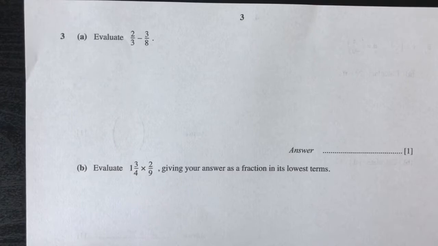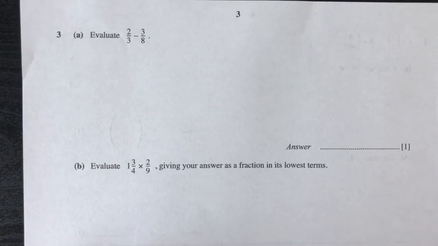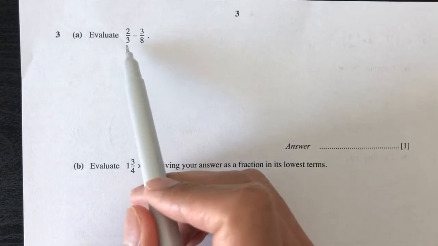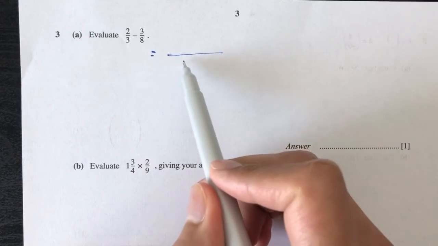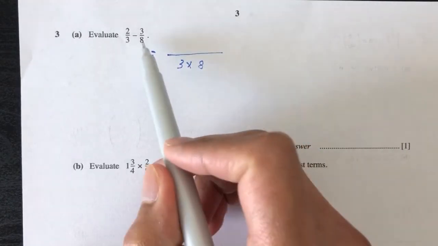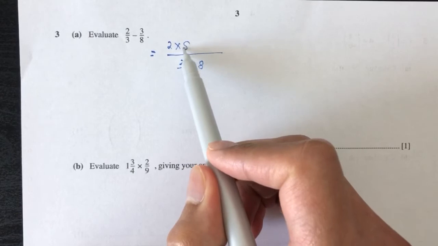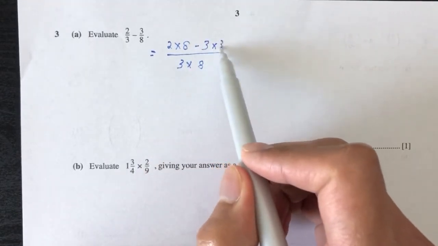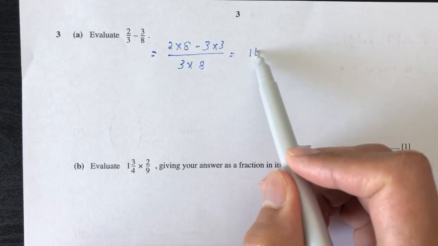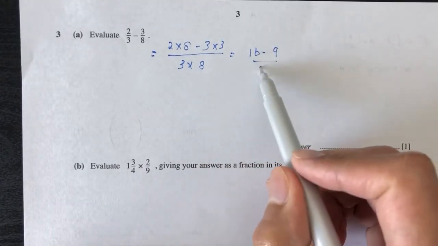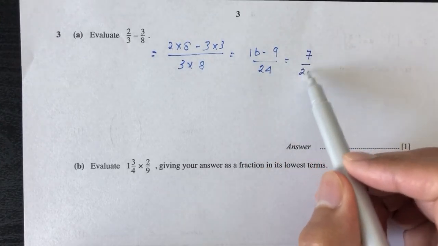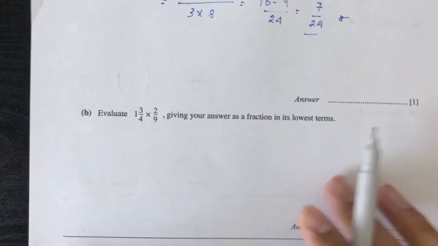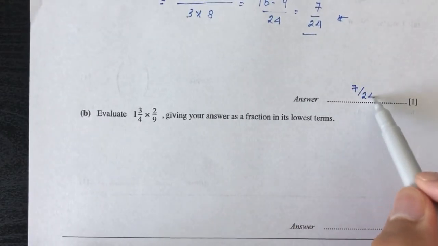Okay, so now let's move on to question number 3. This one is a subtraction of fractions. The first thing we notice here is that the bases are different. So what do we do? We need to find a common base. And how do we find this? We take 3 times 8, and then we cross multiply. We have 2 times 8 minus 3 times 3. So 2 times 8 will be 16, minus 9, divided by 24. 16 minus 9 will be what? It will be 7 divided by 24. And that'll be your answer for part A, 7 over 24.